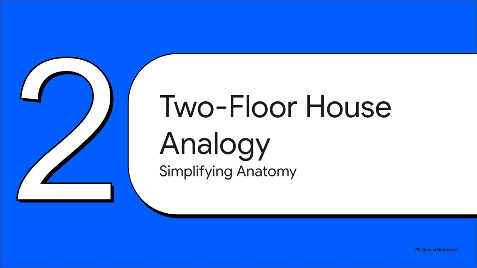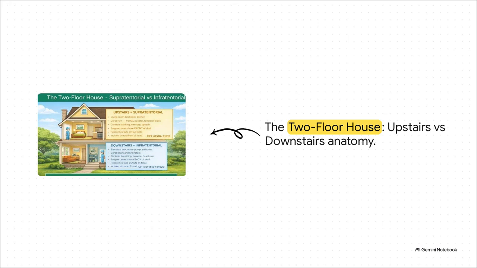Moving on to Section 2, the 2-floor house analogy. To make translating these highly complex anatomical terms into alphanumeric codes completely intuitive, let's build a spatial framework together. I absolutely love this concept because it just makes everything click. All right, think of the human skull as a 2-floor house. That supratentorial region we just defined, that is the upstairs. It's where your living room, the bedrooms, and the kitchen are.